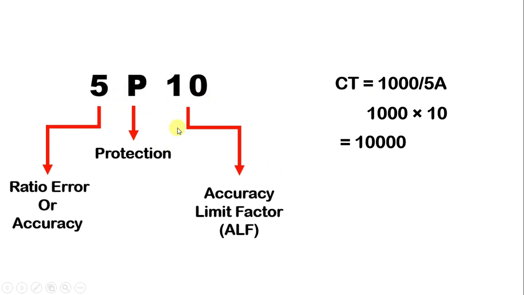If this CT senses some kind of fault, suppose an earth fault occurred. In condition of earth fault, very high current flows. You also know about this. If current goes to 10,000 ampere, then in this condition also, the ratio error of CT will not be more than 5%. It means in this CT of class 5P10 whose ratio is 1000 by 5 ampere, even if 10,000 ampere current flows, then the error which is coming in taking reading will not be more than 5%. So I hope you understood the meaning of 5P10.